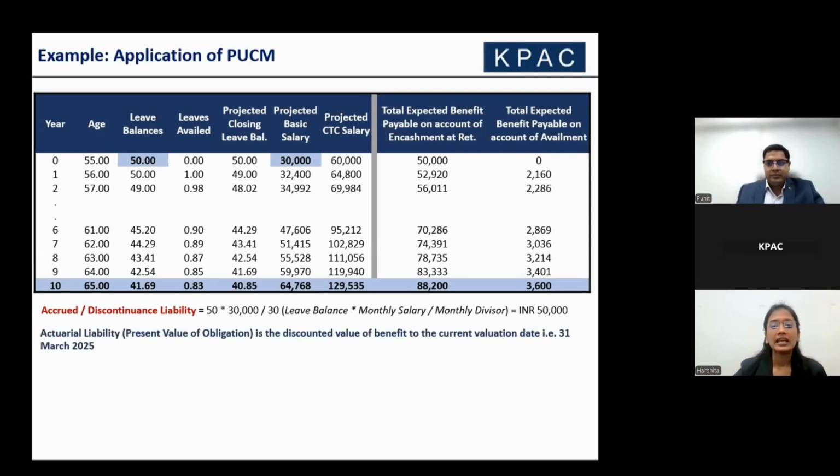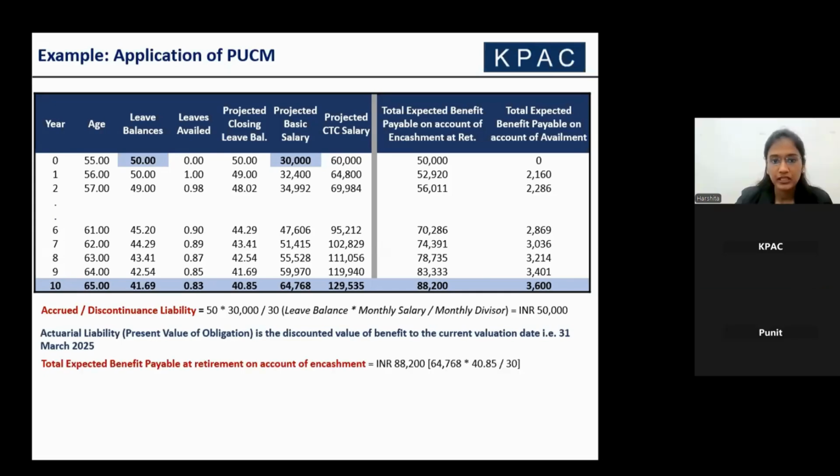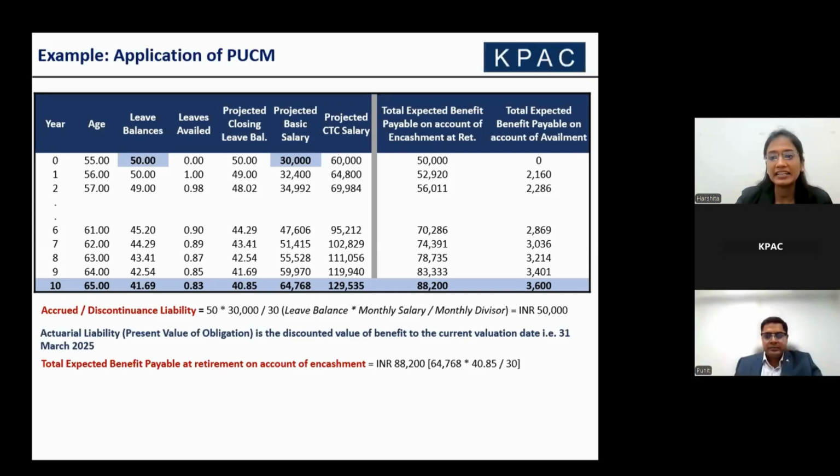However, actuarial valuation looks into the future. It projects two types of expected payouts. One is the total expected benefit payable on account of encashment at retirement, which is coming at 88,200. This is the total cash we expect to pay this employee for his accumulated unused leave when he eventually retires.